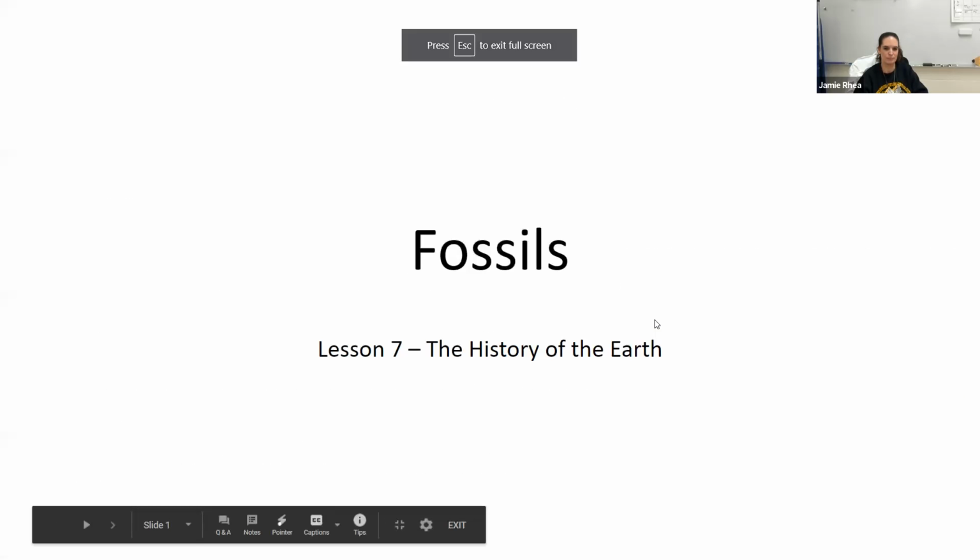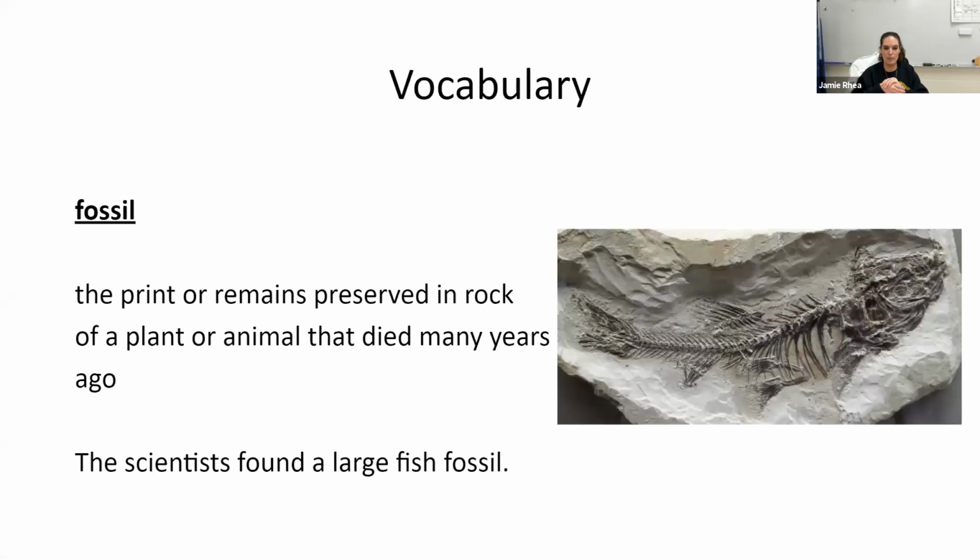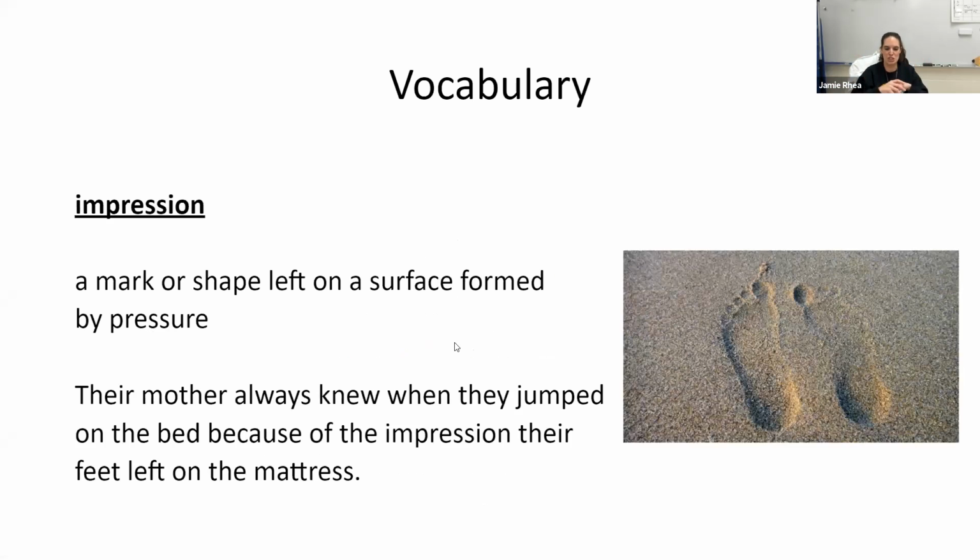All right, our first word is fossil. A print or remains preserved in rock of a plant or animal that died many years ago. The scientists found a large fish fossil. Here's a fish fossil. Impression: a mark or shape left on a surface formed by pressure. Their mother always knew when they jumped on the bed because of the impression of their feet left on the mattress. Here's an impression of somebody's feet in sand.